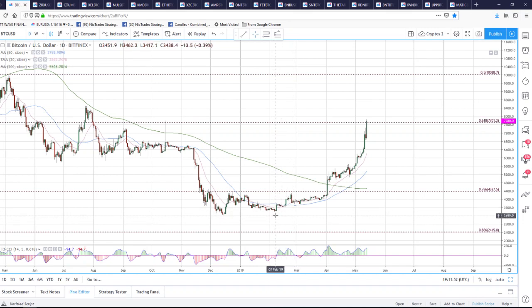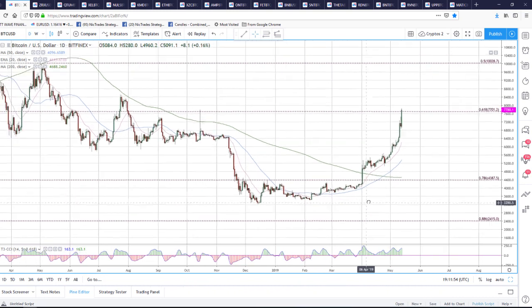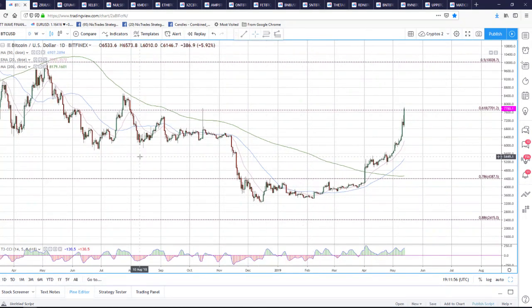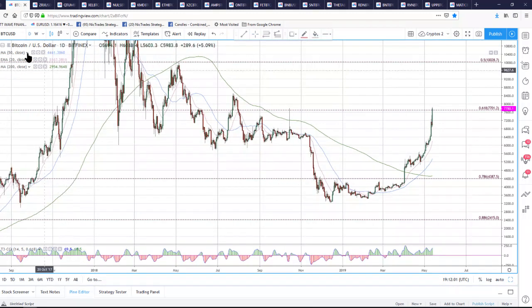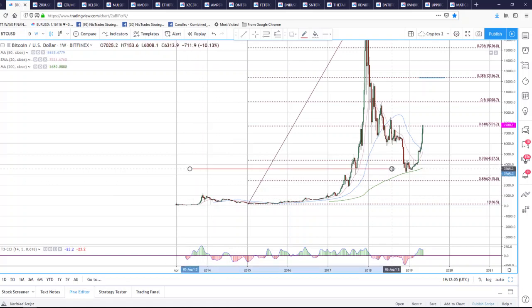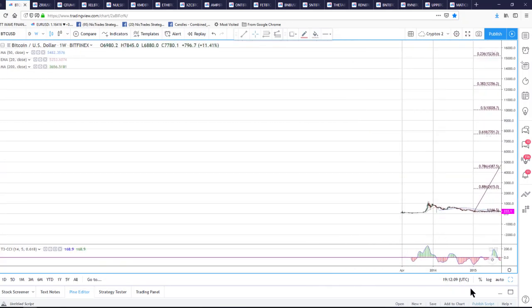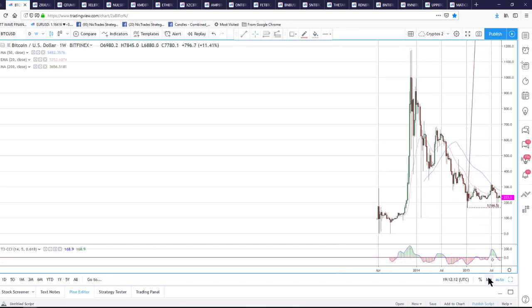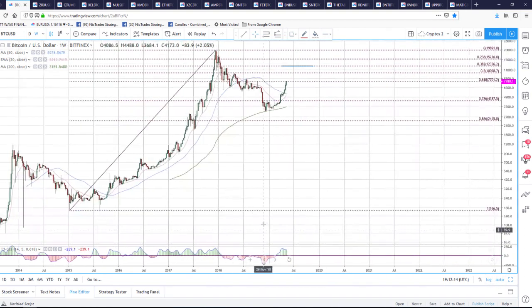You know, that would make a lot of sense, and I'll tell you why. Because of this low here, I'm going to go to a weekly chart. If we measure the correction, I'm going to go to log scale, actually, that's better. We'll go to log scale.